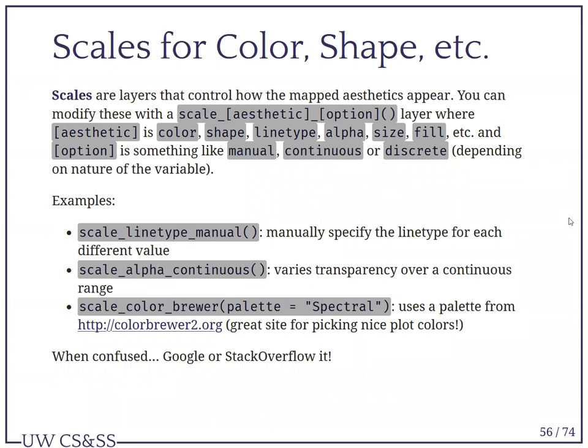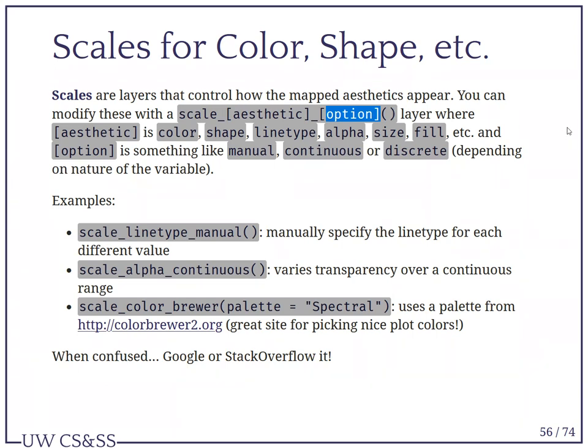So if you want to change the colors and the shapes of things, scales are layers that control how the mapped aesthetics appear. Mapped aesthetics are when the information in the data determines the look of things in the graph. You can modify these using a formula where you'd say scale underscore the aesthetic you want to change underscore the option that you'd like to change.